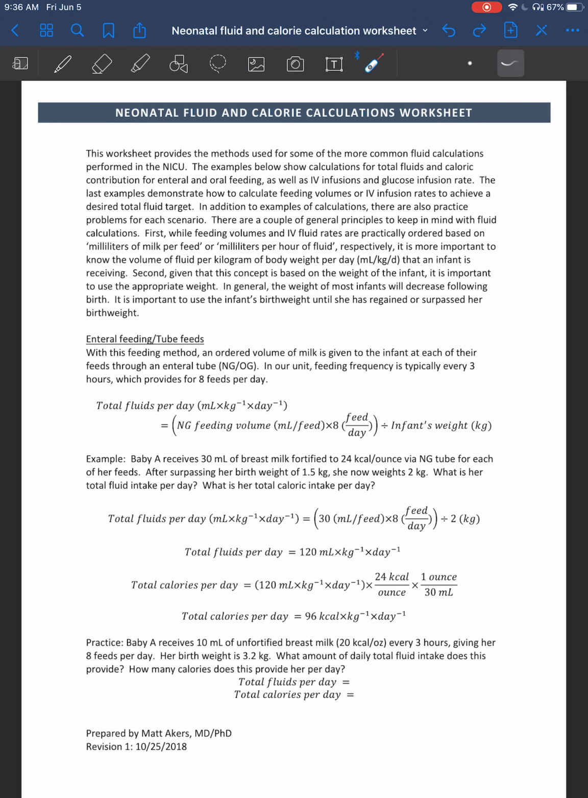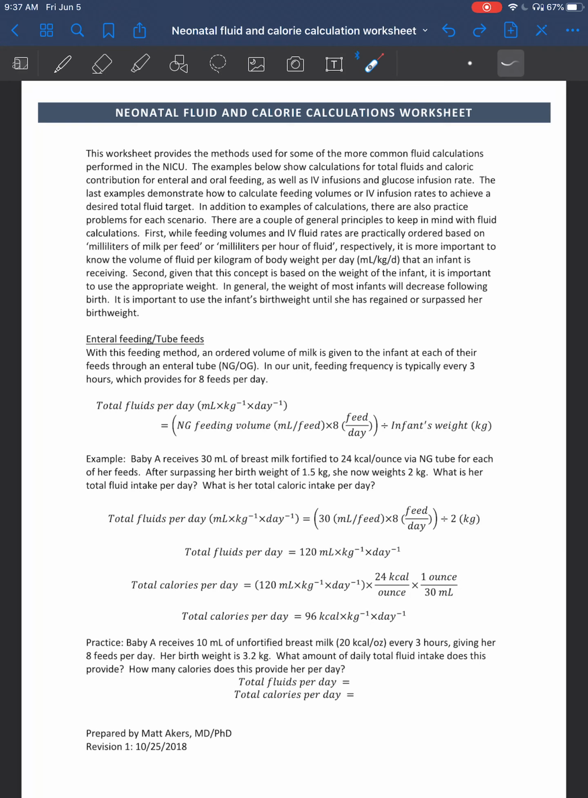Again, to find the total fluids per day in milliliters per kilogram per day, we'll take the volume of the feed, in this case 30 milliliters, multiply it by the number of feeds per day, which is 8, and then divide it by the infant's current weight since she has surpassed her birth weight. This gives us total fluids per day of 120 milliliters per kilogram per day.